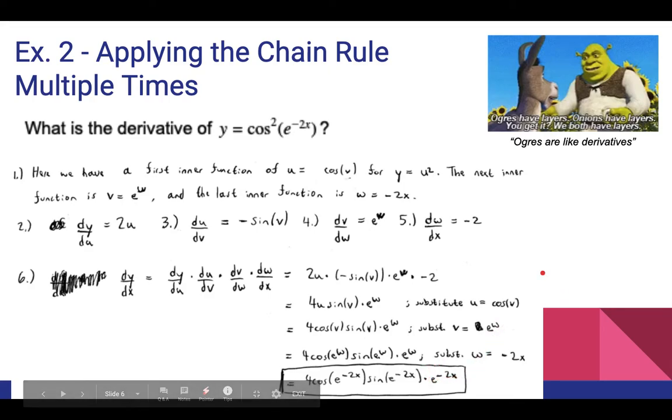Again, this is a little bit complicated example. We'll spend more time with this example in class because the repetitive chain rule is a little bit more complicated than just the single-use chain rule.